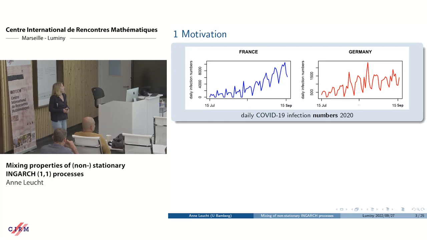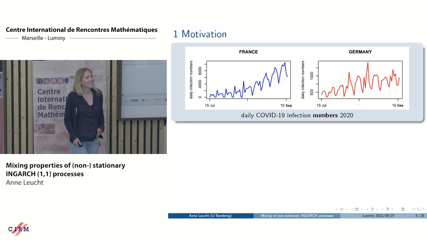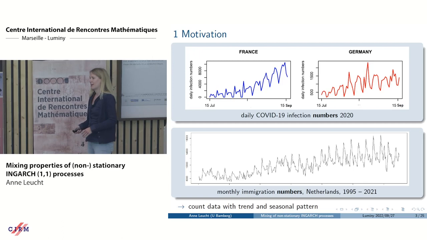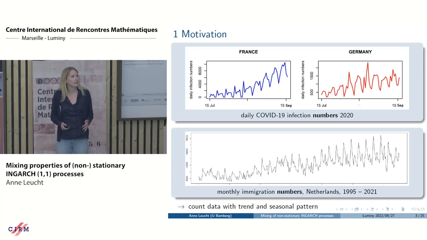So these count data are all over. I mean, actually, this work was done during the pandemic. So we were also looking at these daily COVID infection numbers, 2020. But also in other contexts. So also migration is a topic right now. So you see 25 years of migration numbers here in the Netherlands. And in any case, you see there is a trend and there's also a periodic pattern. So there's a lot of non-stationarity in the data.